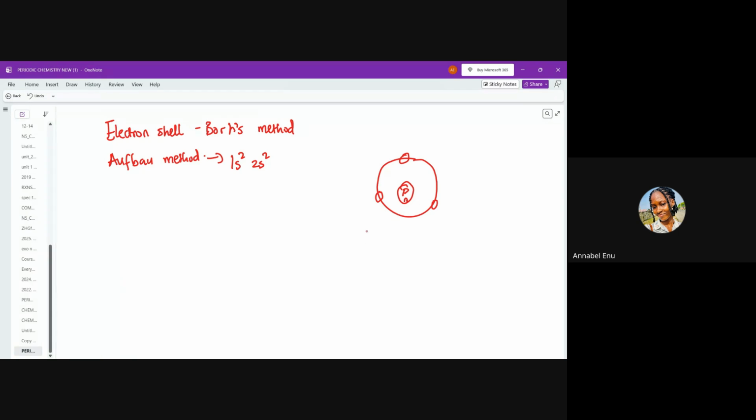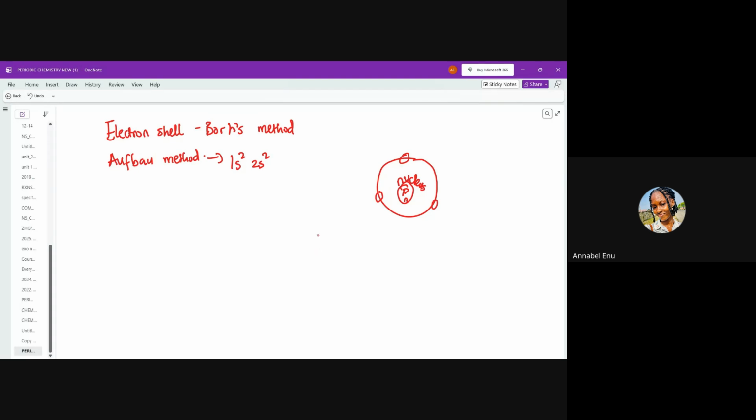So Bohr's method is telling us that these circles around the nucleus, this inner circle is the nucleus. Now the circles around the nucleus, there are more than one of them. These circles are called energy levels. So when we are drawing electronic configuration, we are drawing the electrons moving around these electron energy levels.